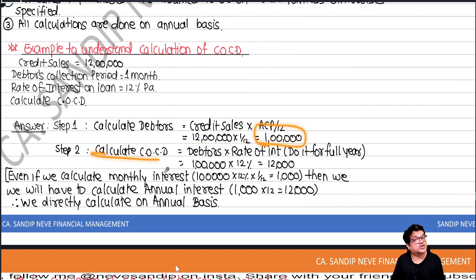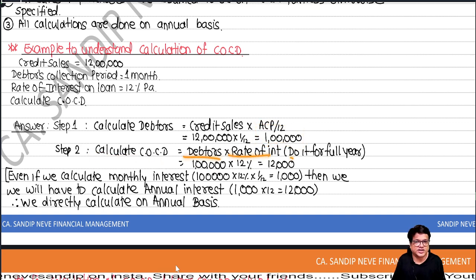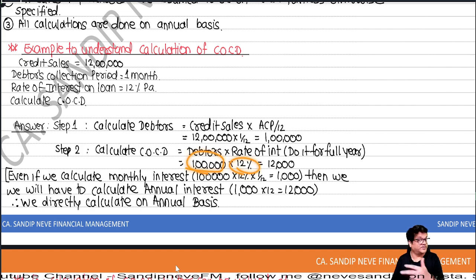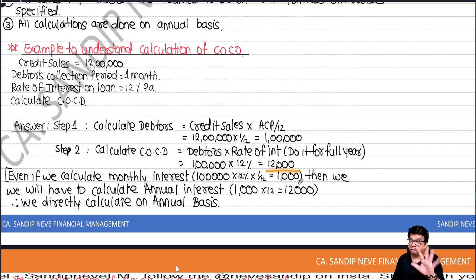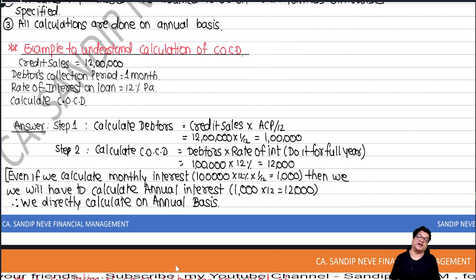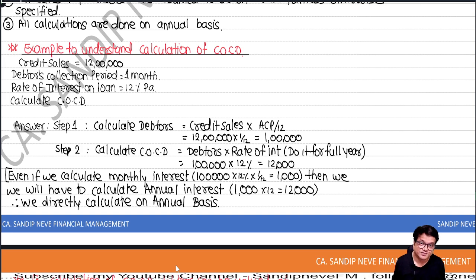So how to calculate COCD, cost of carrying debtors? Simple. Debtors into rate of interest. Do it for full year. Correct, people? You remember in the class when we learnt it for the first time, and some of you were not agreeing, sir. How, sir? You are taking 1 lakh as monthly debtors and you are multiplying 12%, which is the yearly interest, and you're getting 12,000, sir. Something is wrong. I said, no, nothing is wrong. Even if we calculate, you remember that time I was elaborate. January, February, March, we did for all 12 months. Every month we got 1,000 and we ended up concluding, people, that it is better that we directly calculate 12,000. Correct? Okay, so we calculate on annual basis.